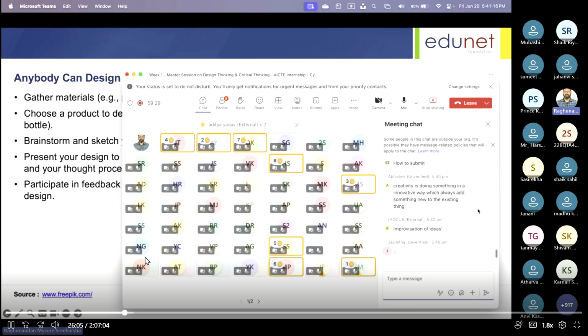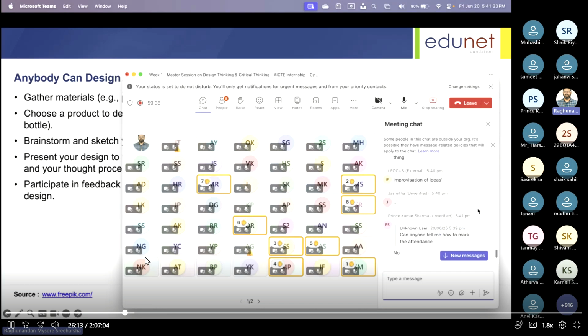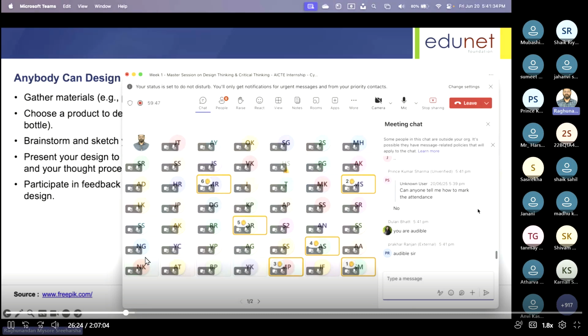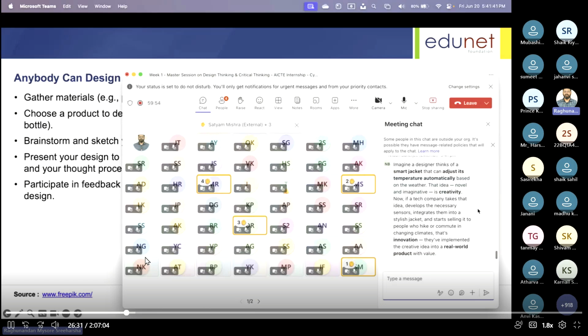So creativity is doing something new, innovative, right? Yes, good. Improvisations of ideas. Thank you, Dulari. You can design it and let us know. Imagine a designer thinks of a smart jacket that can adjust its temperature automatically based on the weather. Yes, that's creativity. And innovation is when they have implemented the creative idea into a real world product with value.